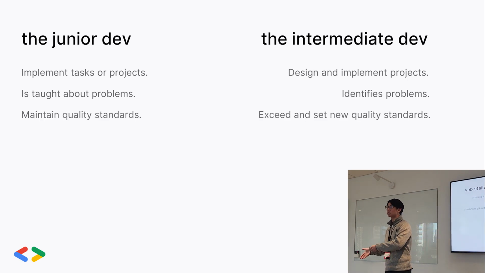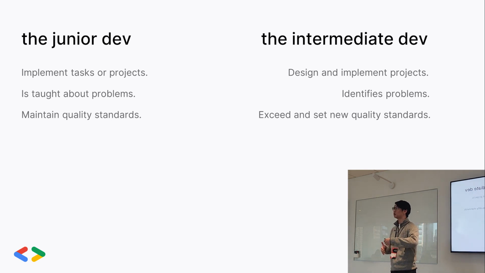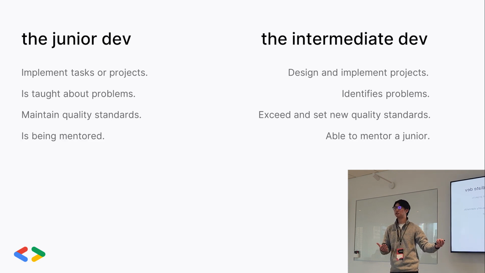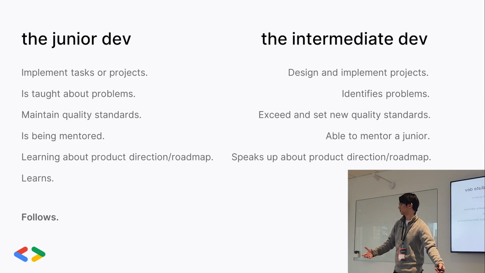The junior dev also maintains quality standards while the intermediate dev sets them. You're not just expected to follow the rules that other people set. You have to show people what that means, how to improve the project, how to use linters. You have to set examples and set higher bars in your code reviews than other people. The junior dev is being mentored, the intermediate dev is able to mentor, the junior dev is learning, the intermediate dev is speaking up and directing and having a say then. At the end of the day, the junior dev is meant to follow, the intermediate dev has initiative.